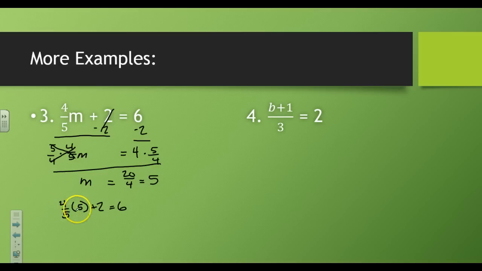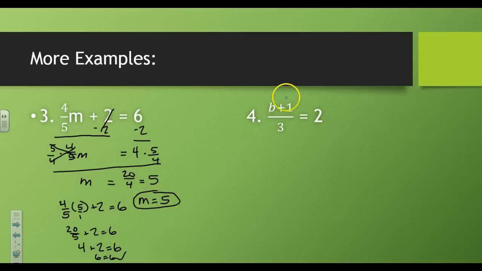Well, 4/5 times 5, again, we can almost look at this as 5 over 1 and multiply straight across. So you get 20/5 plus 2 equals 6. Well, 20 divided by 5 is 4, plus 2 is 6. Is 4 plus 2 6? Yep. So I should write that a little neater. M equals 5. That way my teacher, me, can find it a little bit easier. Sometimes finding your answers in your work is like a scavenger hunt for me.